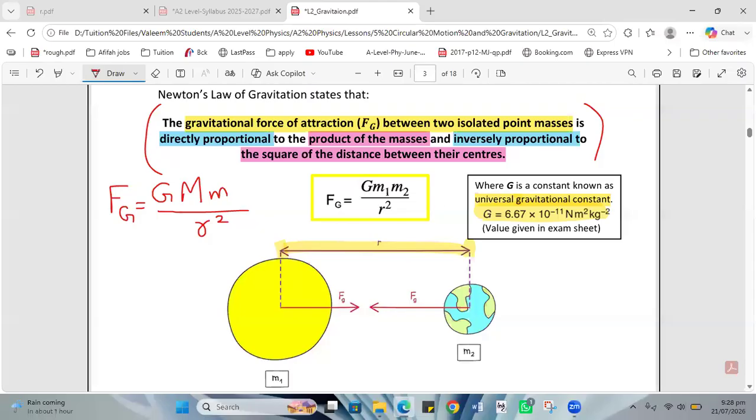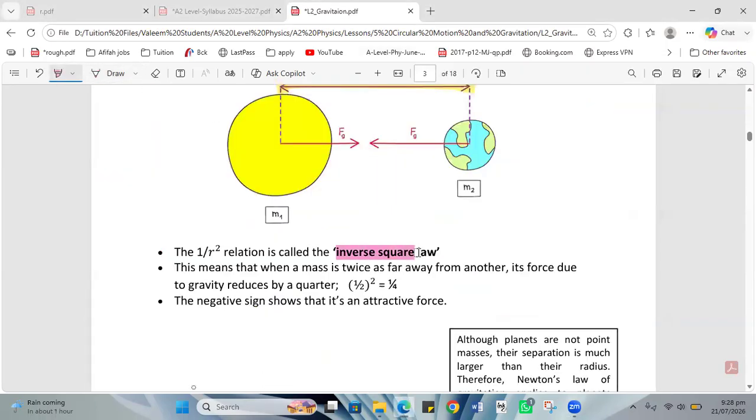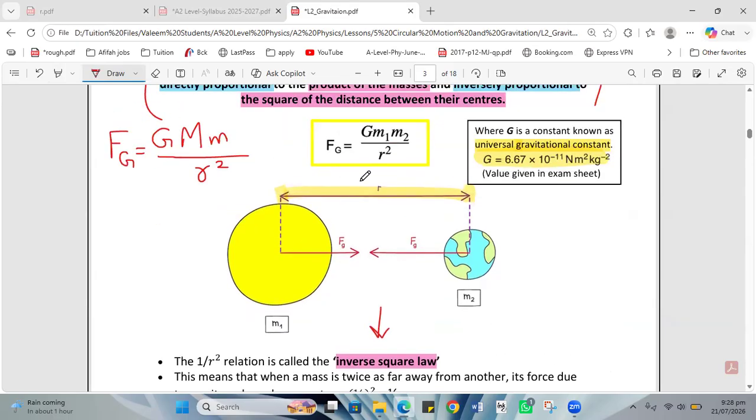Now, this inverse relationship between force and R square is called the inverse square law. So if you come across this term, don't get confused. It simply means they're talking about the relationship between force and R, that they are inversely proportional, but not just any inverse. It is inversely proportional to the square of R. So it's called inverse square law.